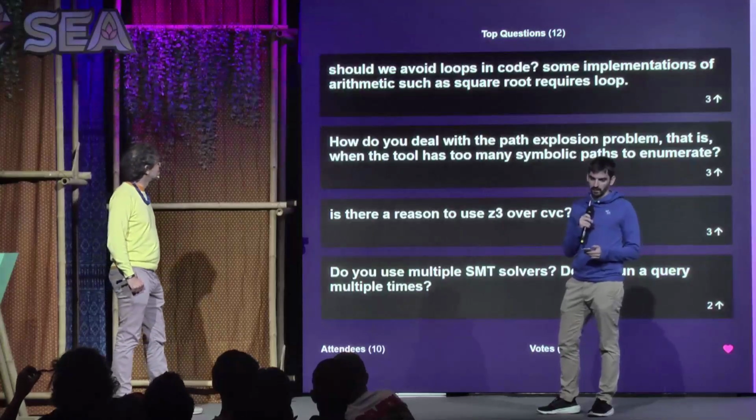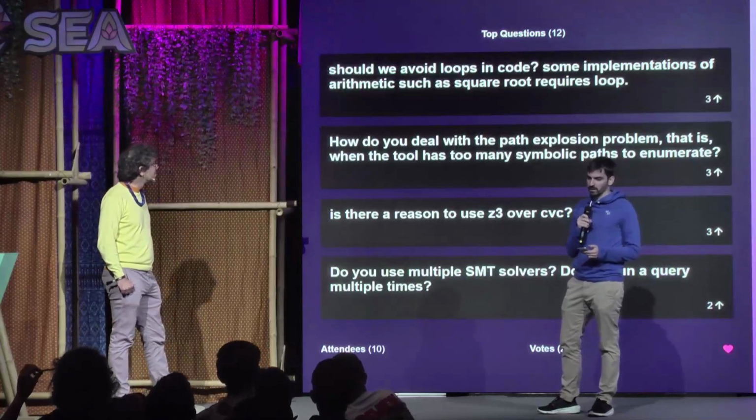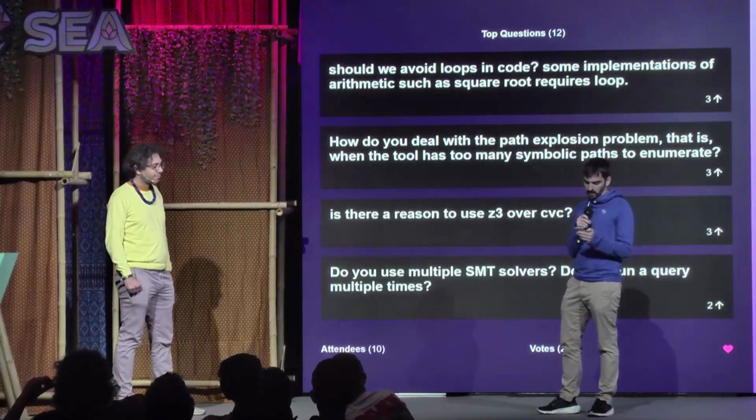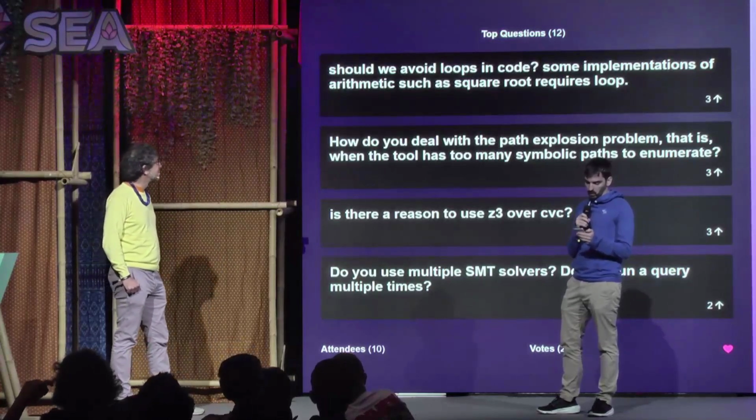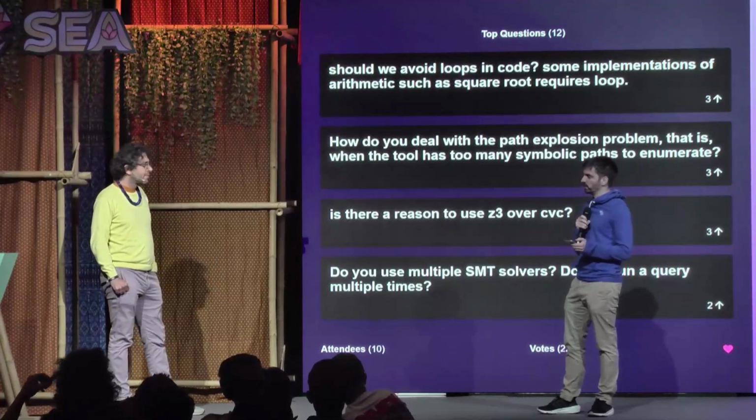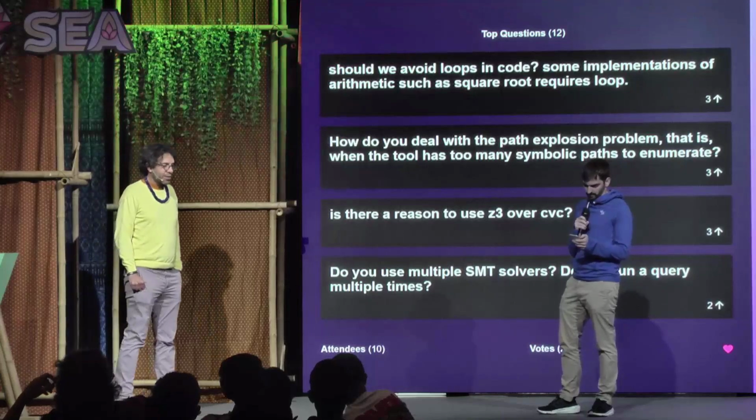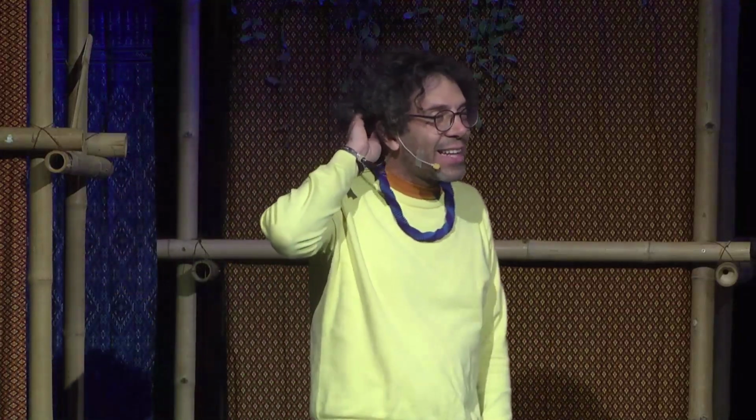So the next question is if we should avoid loops in code, or more generally, how can we write code in a more verification-friendly way? Yeah, good question. Yes, no loops, please. In general, it's not a good idea to have unbounded loops because it can run forever. It will eat your gas. You can hardly reason about what it is actually going to do.